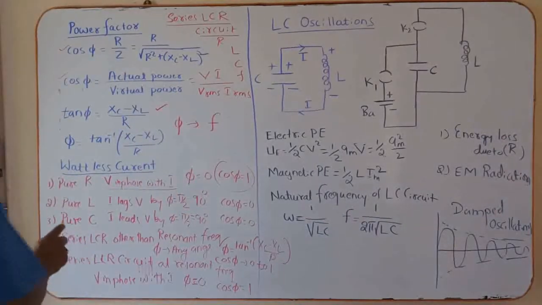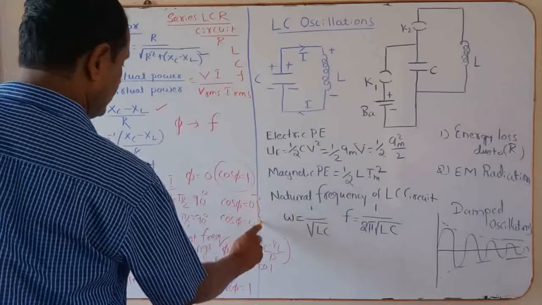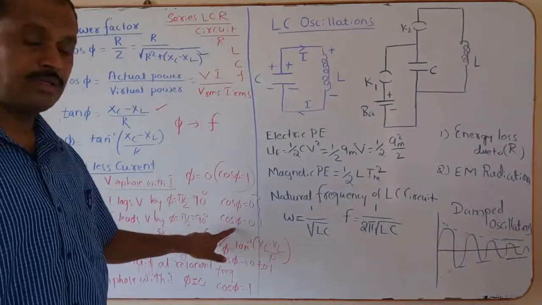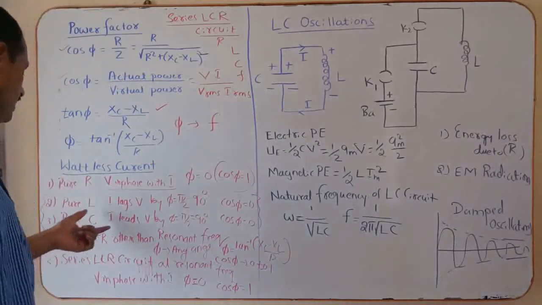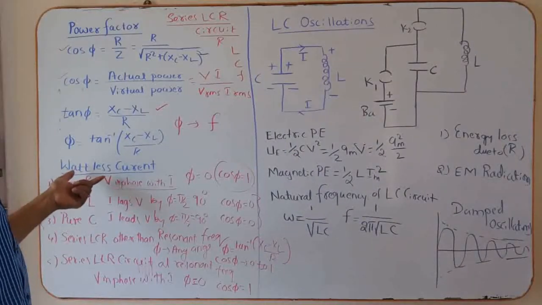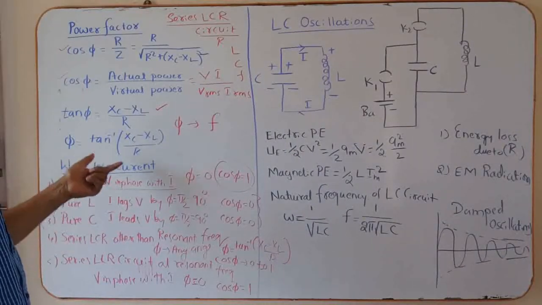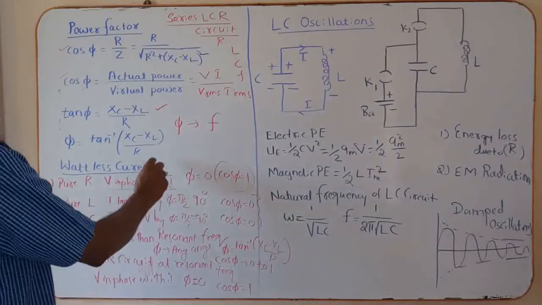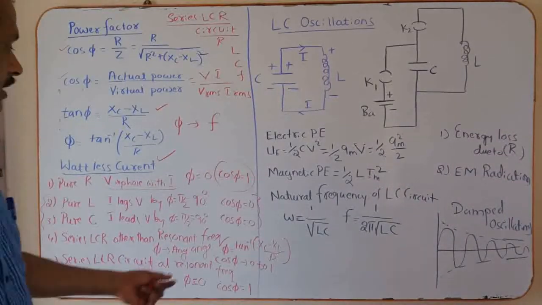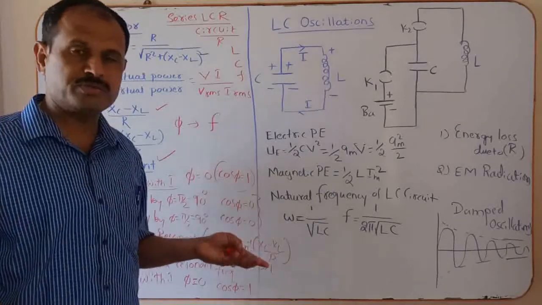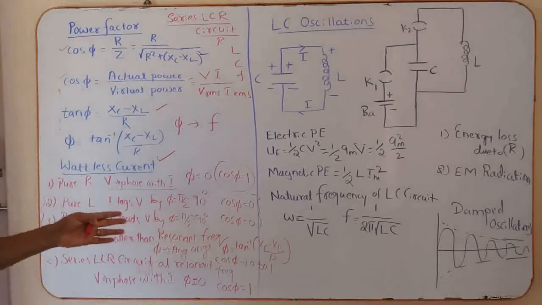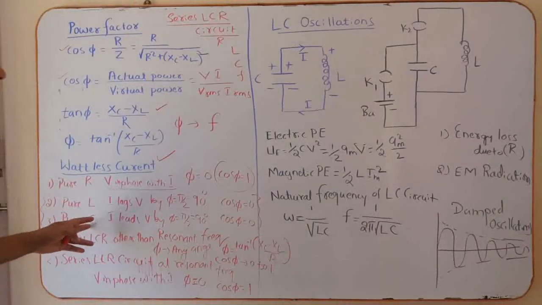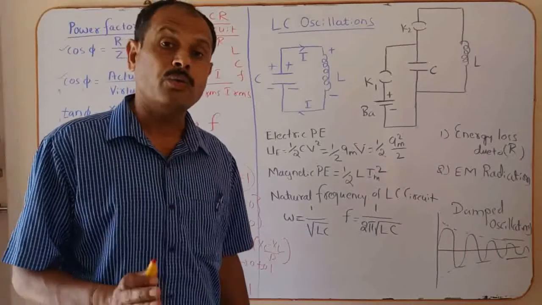Now see, in these two cases where the power factor is 0, there is no loss of power in the pure inductive and pure capacitive circuit. Therefore the current flowing through the pure capacitive circuit or pure inductive circuit is called wattless current. Actually, with power factor 0 there is no dissipation of power, and the alternating current flows through the pure inductor and pure capacitive circuit. At that time that current is said to be wattless current.